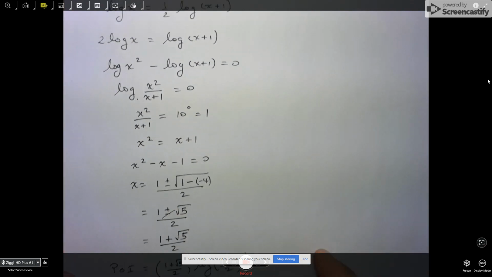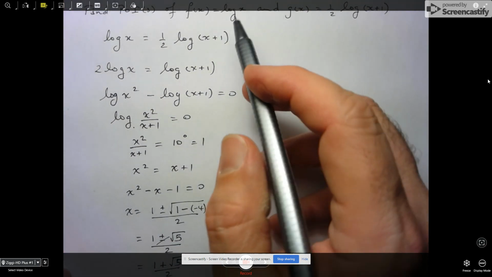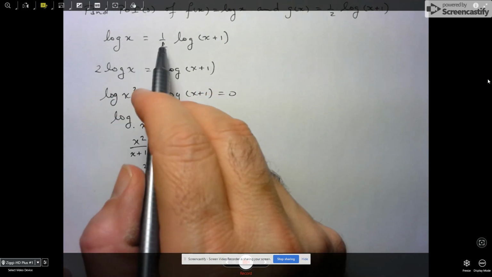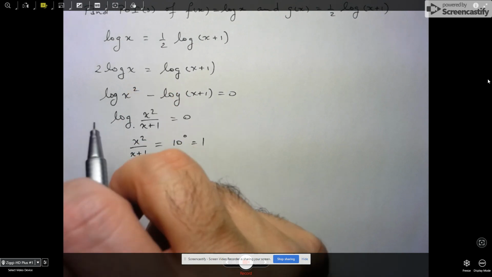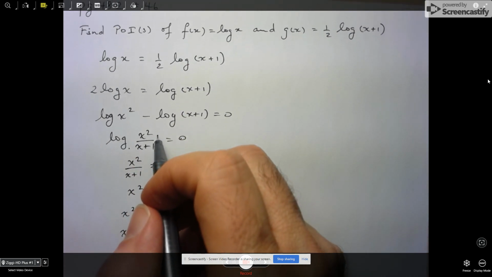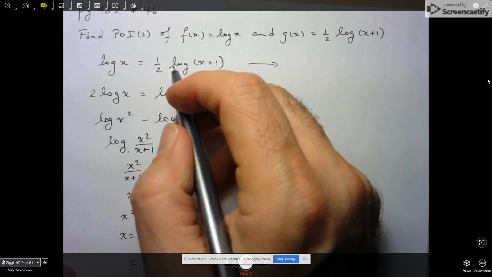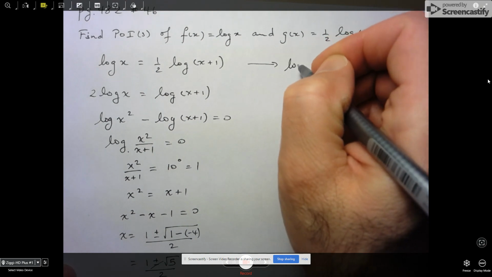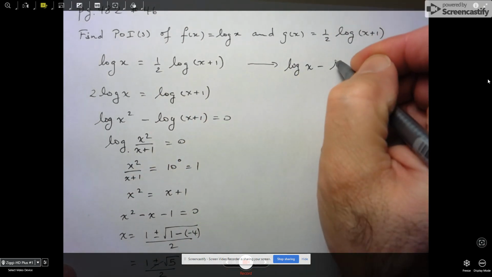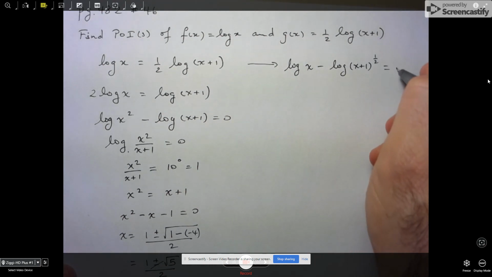So this is a fairly straightforward logarithmic equation to solve. The only thing we did to make our lives a little simpler is to multiply both sides by 2 so that I didn't end up with this fraction, which eventually was going to become my exponent when I use the ski-slope rule. But just to show you that I can do it this way, I can solve it this way here. Just bring everything to one side. So we have log of x minus, and I'll bring this 1/2 to the top, log of x plus 1 to the 1/2 equals 0.